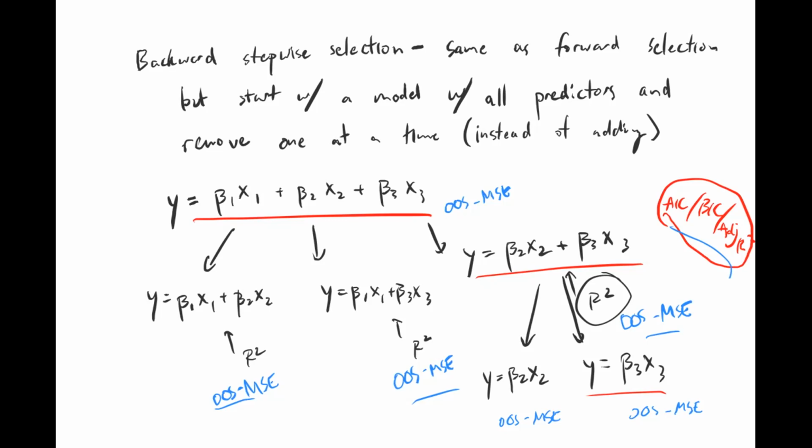But there's nothing wrong with doing the out of sample mean squared error for everything. Procedurally that would be totally fine. But from an efficiency standpoint, it would be a little bit more intensive.